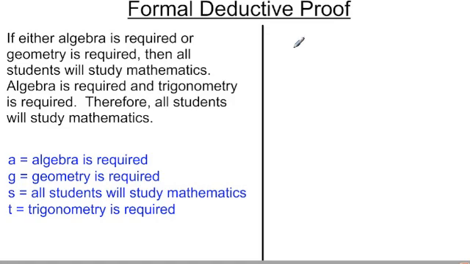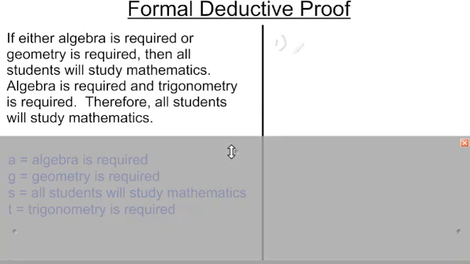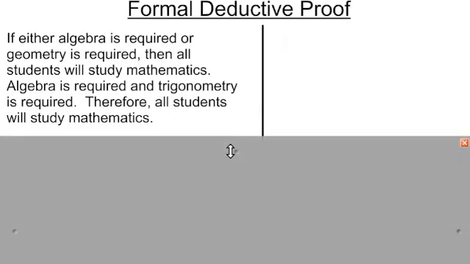All right, so let's say we have an argument that looks something like this. If either algebra is required or geometry is required, then all students will study mathematics. Algebra is required and trigonometry is required. Therefore, all students will study mathematics. From an outward appearance, this is a fairly simple argument. It's not something you would have to spend a whole lot of time figuring out whether it's actually valid or invalid, whether it's something that we can accept.